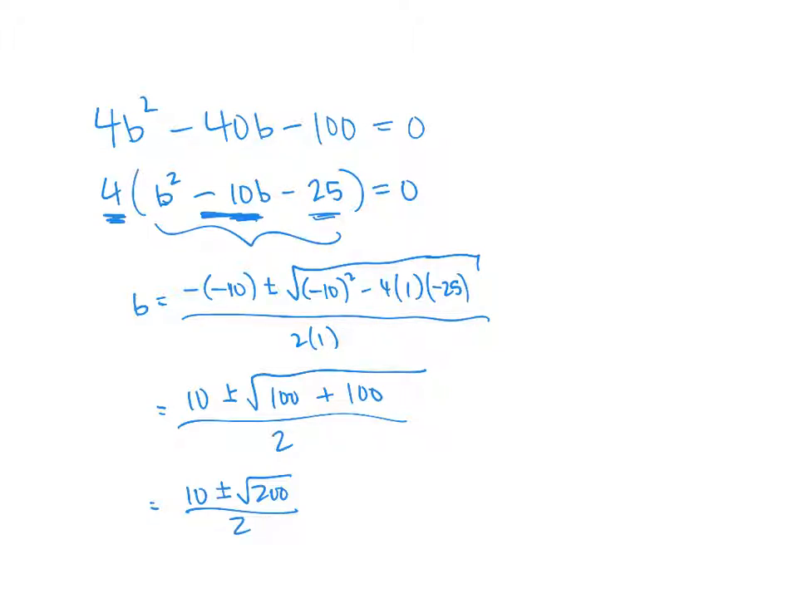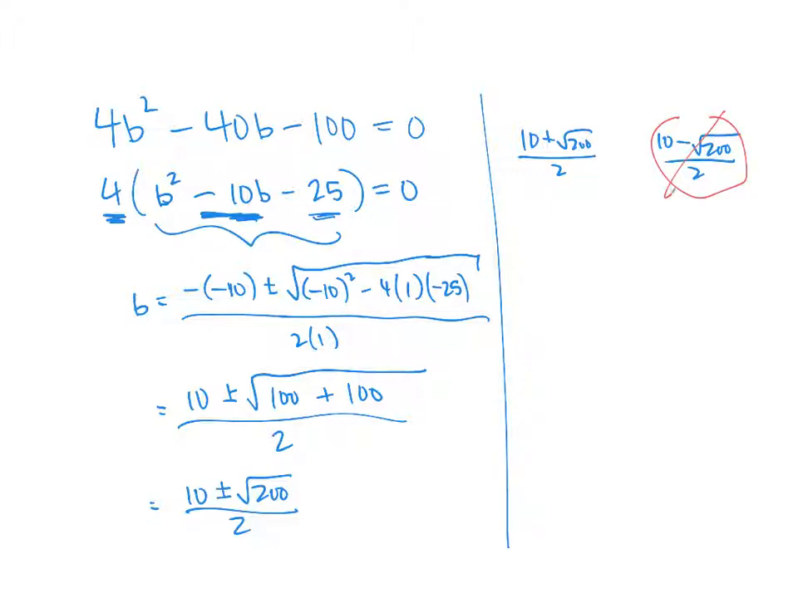Now that gives us really two answers. So we've got 10 plus the square root of 200, divided by 2, and 10 minus the square root of 200, divided by 2. But when we go to our calculators, this second result is going to be negative. And we know that the speed of our boat can't be negative, and so we cross that one out. Plugging the other solution into our calculator, we get approximately 12.071, and that is going to be the speed of our boat in miles per hour.